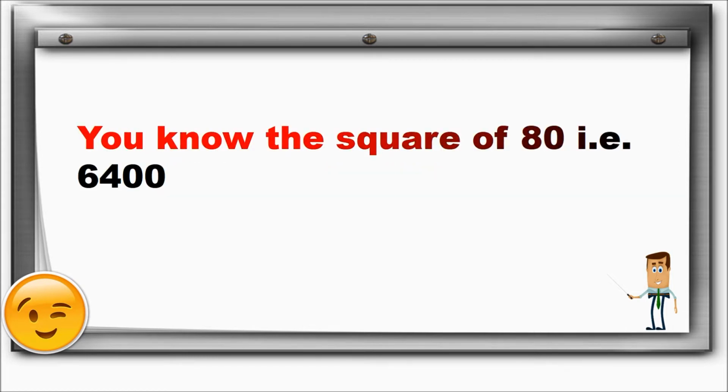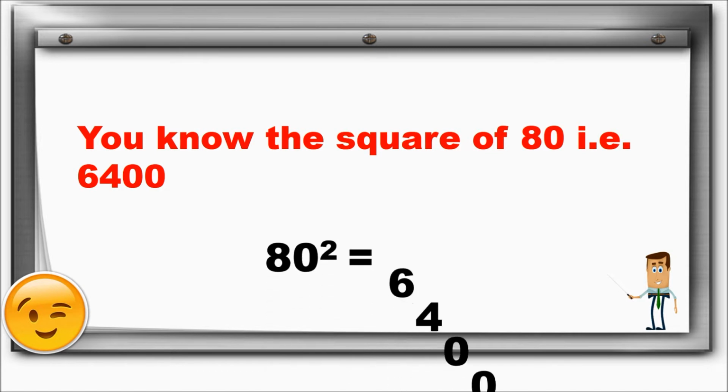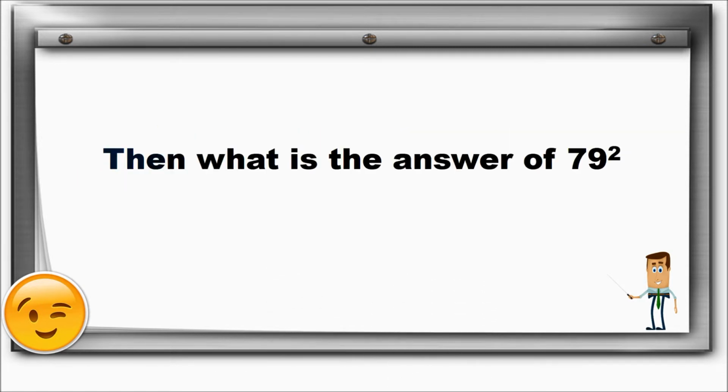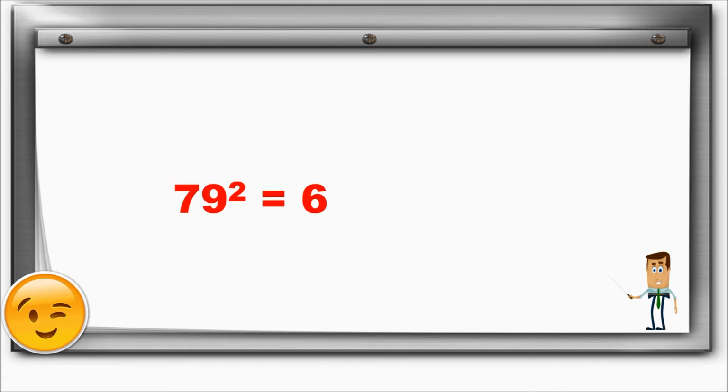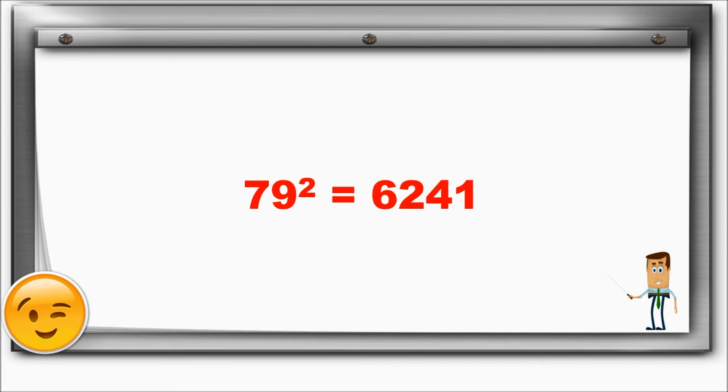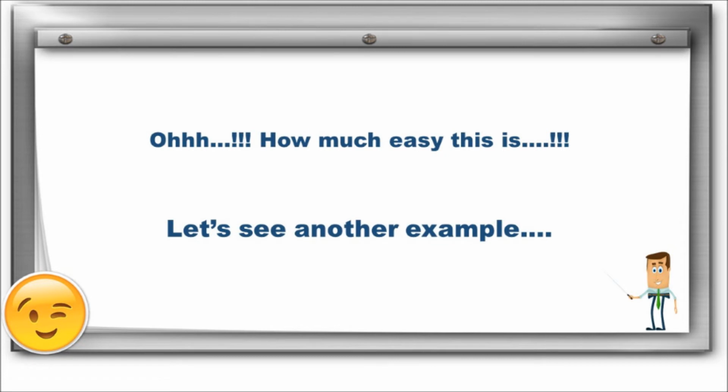You know the square of 80. Answer is 6400. Now we will find the square of 79. 79 square is equal to 80 square minus (79 plus 80). So 6400 minus 159. Answer is 6241. Let's see another example.